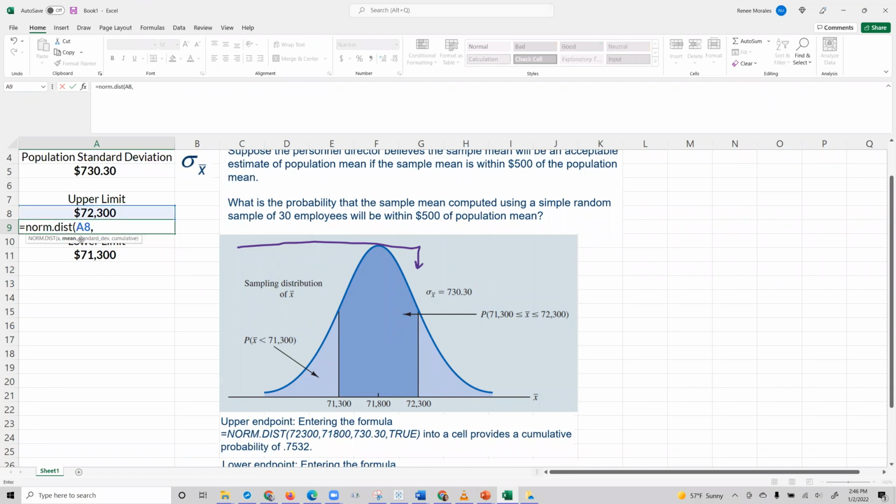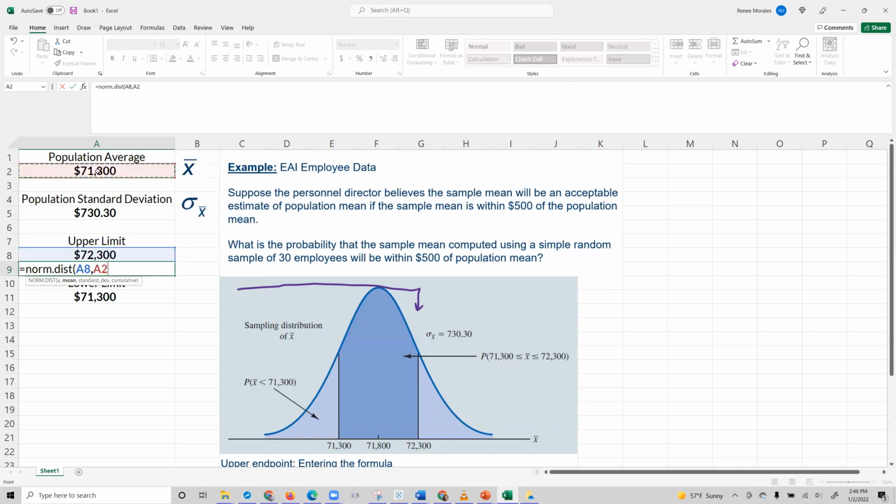And what is my population mean? So I'm going to refer back to this value here. Then it says, okay, put in the standard deviation. Well, that's this value, so I'm going to refer to that. And then cumulative. Yes, we want that to be true, so I'm going to select or type in true. And let's change this value to 4 decimals. So this is the probability under the curve from the left-hand side all the way up to this value of 72,300. So that's the probability, 0.7532.